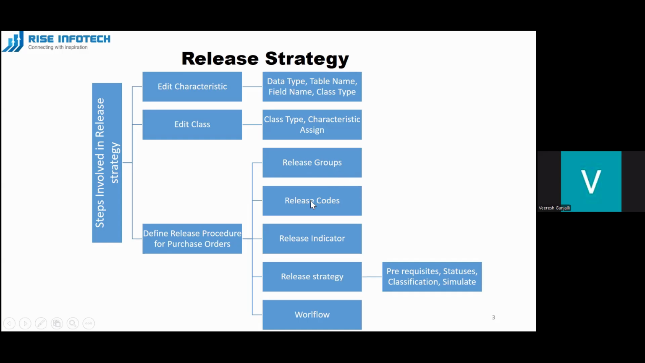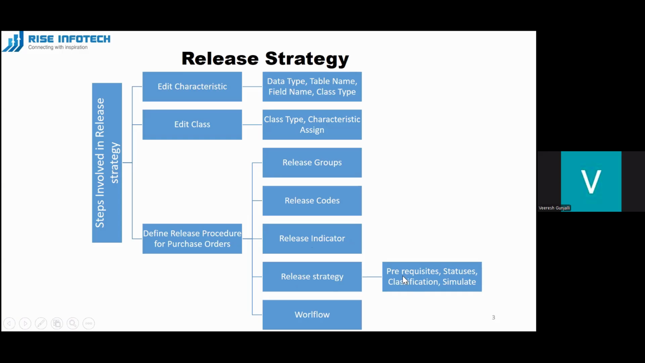Then once the release code is assigned, we'll go for indicators. We'll create an indicator like 1 for block, 2 for release, or B for block, R for release, and select a tick mark for released cases. These are the indicators which show in the PO. And here is the important thing: release strategy. Here we have classifications: release prerequisite, release statuses, release classification, and simulate.